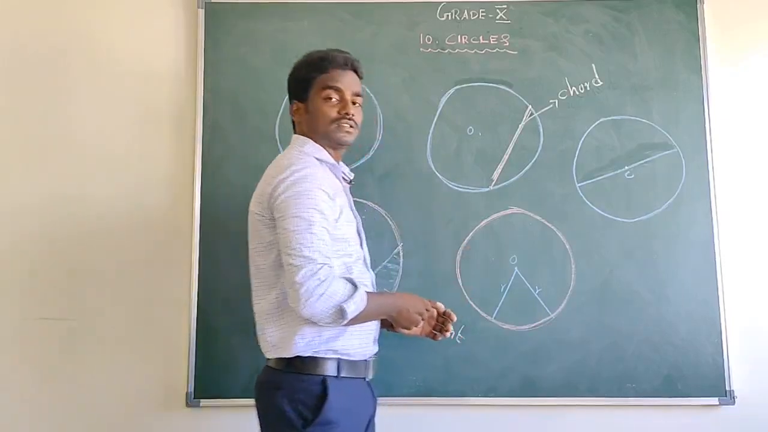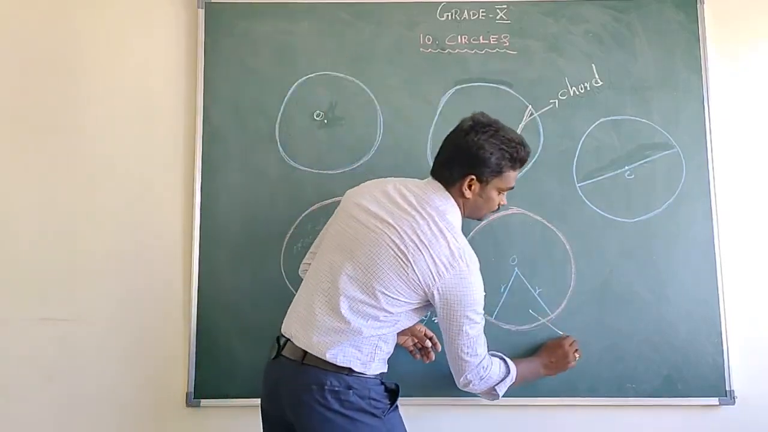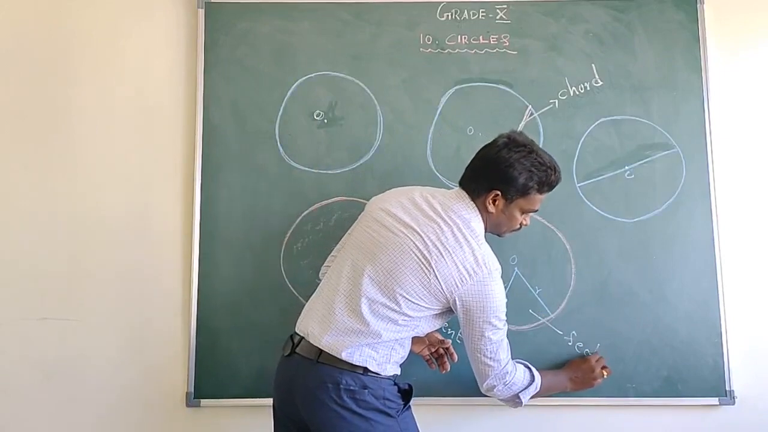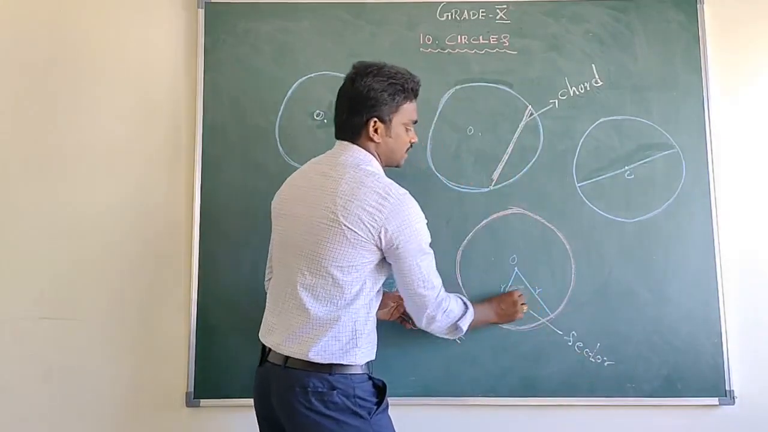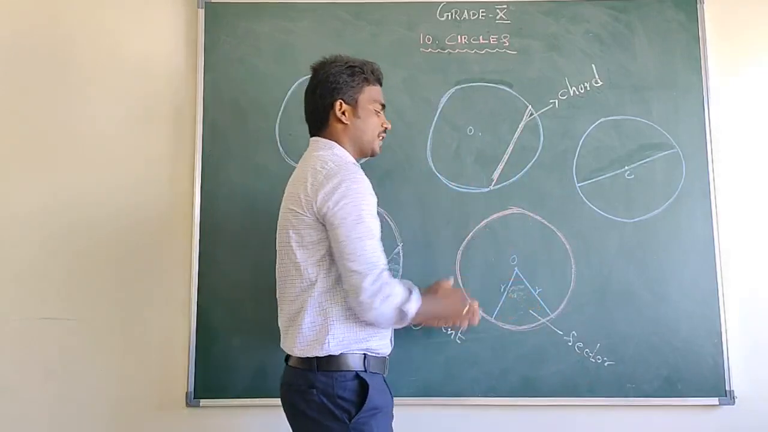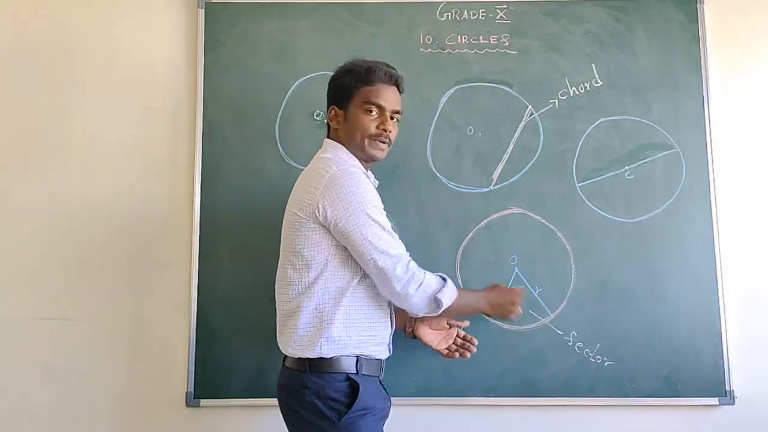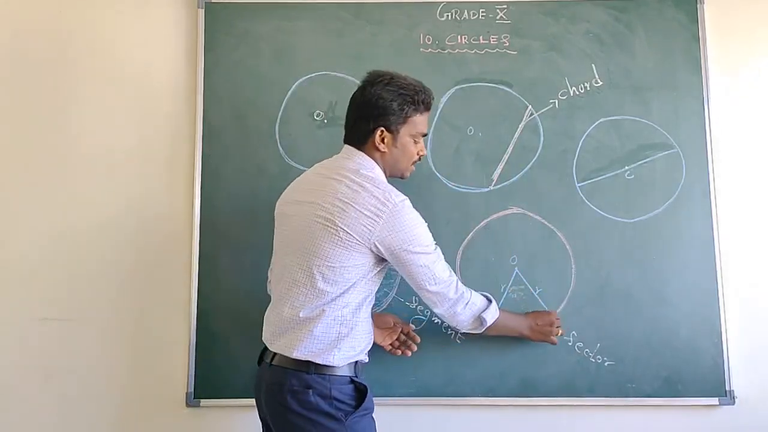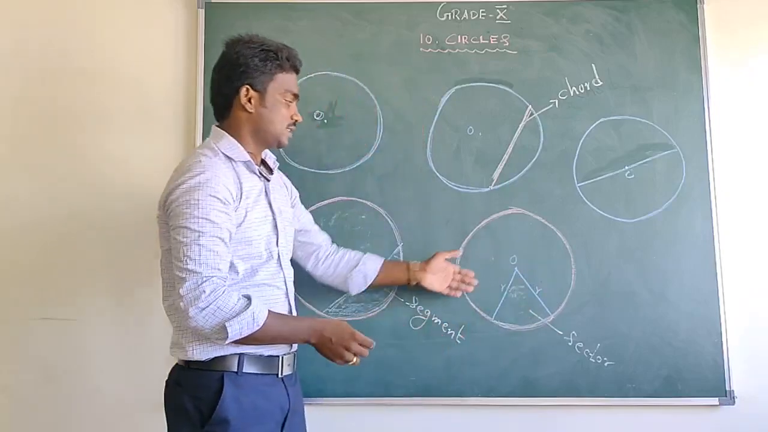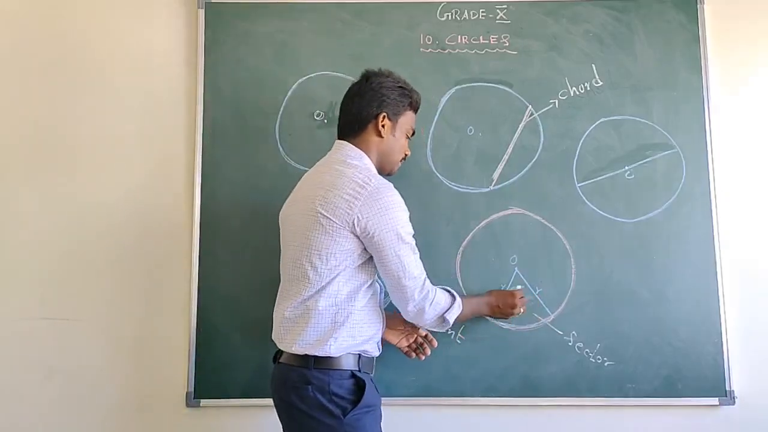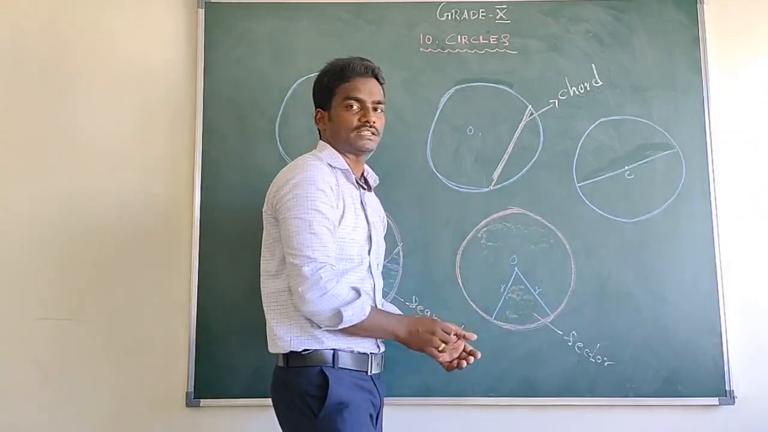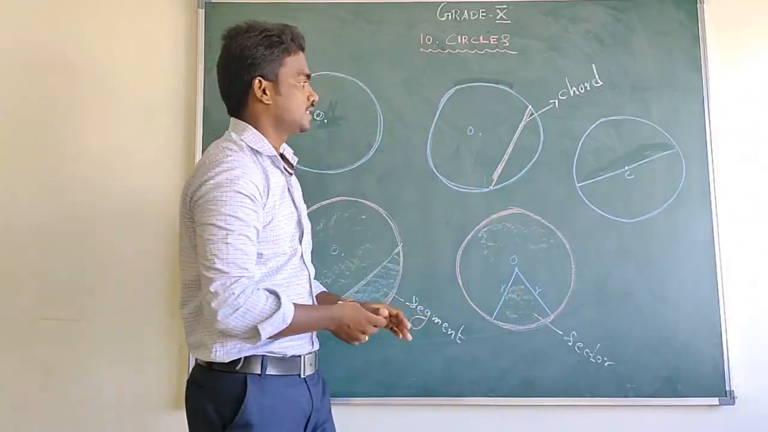Now, what is a sector? A sector is the space occupied by two radii and the arc of the circle. The space between two radii and the arc of the circle is called the sector. This is called the minor sector and this is called the major sector, which is the maximum value of the sector.